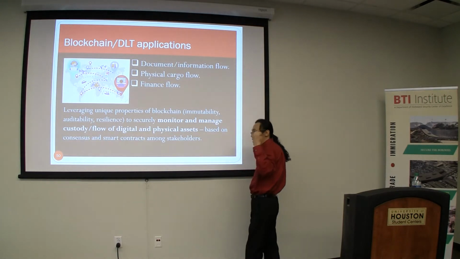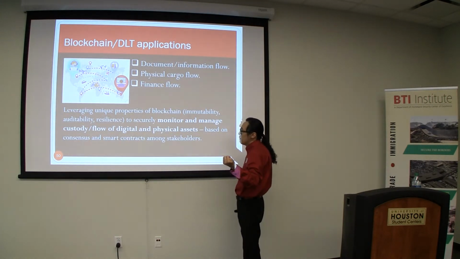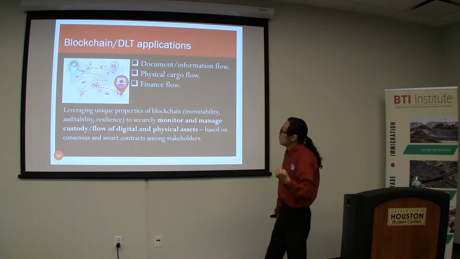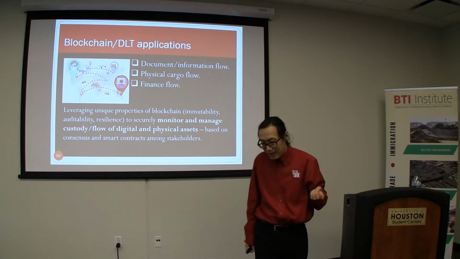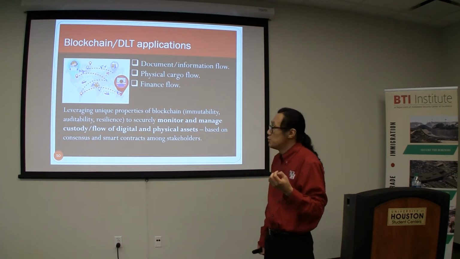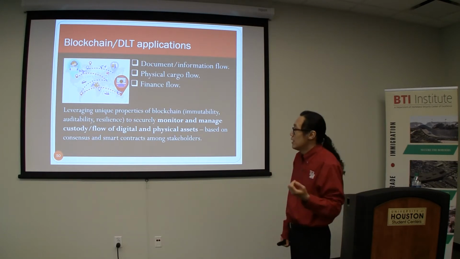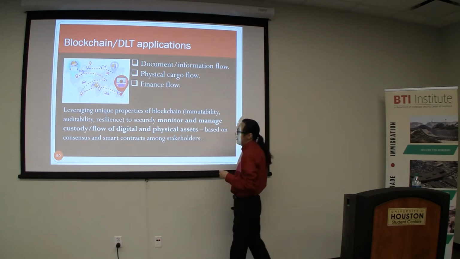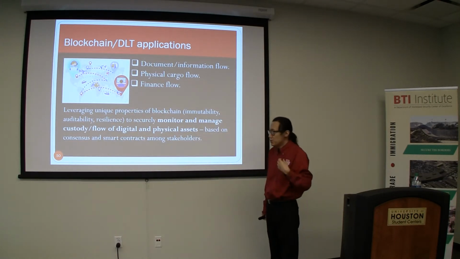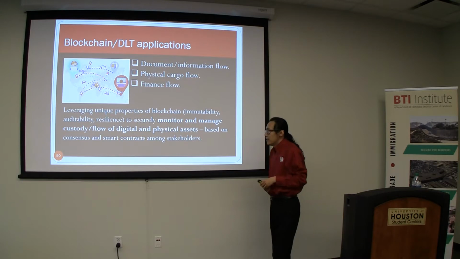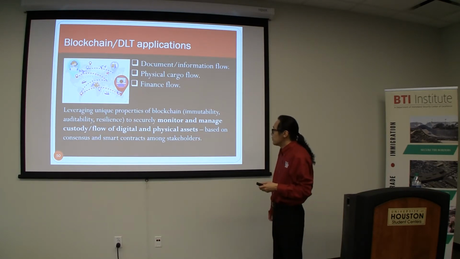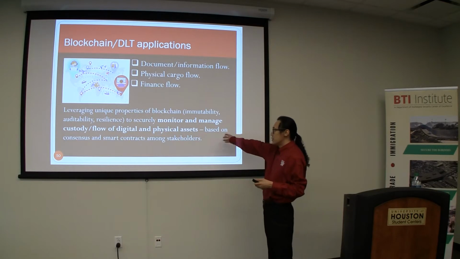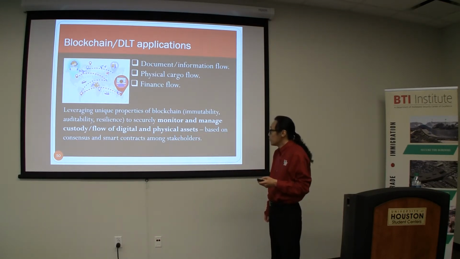But in the case of supply chains or other areas of application, what you could do is apply blockchain to keep track of the flows of documents, information, as well as physical goods, cargo, or financial transactions, but not like crypto assets. It could be just like banks and real financial assets like stocks or other types of financial instruments with value. So basically, using blockchain to monitor and manage the flow of the assets. So that's the idea, right?